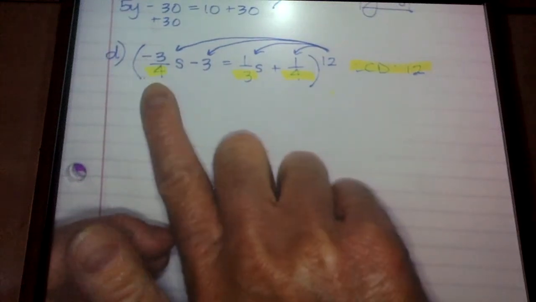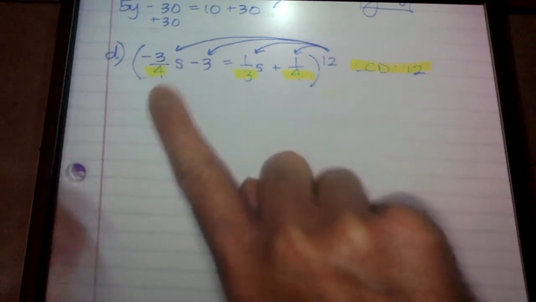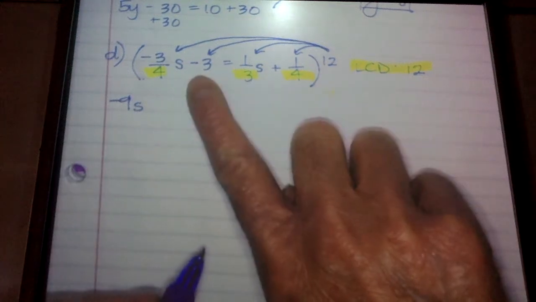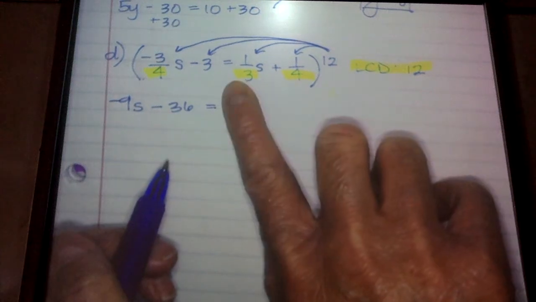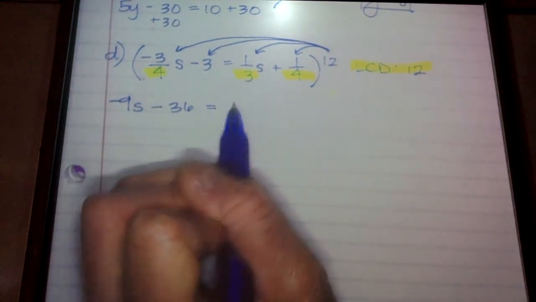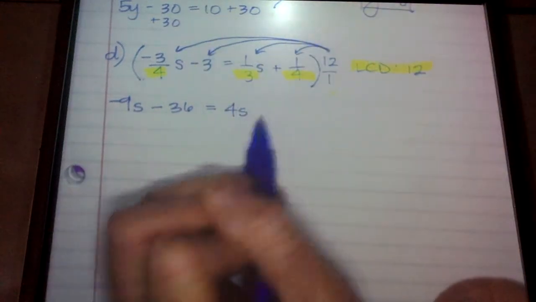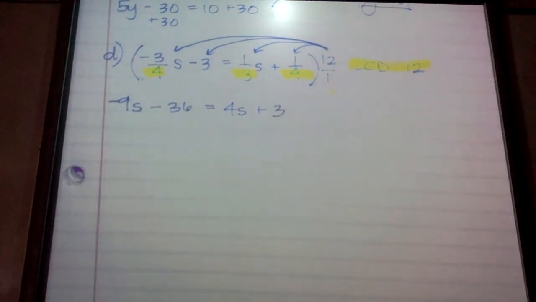So here we go. 12 times negative 3/4. 12 times 3 is negative 36. Divided by 4 leaves me with negative 9s. 12 times 3 is negative 36 equals 12 times 1/3 is just asking you 1/3 of 12, which is 4s. Or you can cross multiply. 12 over 3 is 4. It's up to you. 12 times 1/4, if I cover all of this up, you have 12 over 4, which is just 3. See how nice that works out?